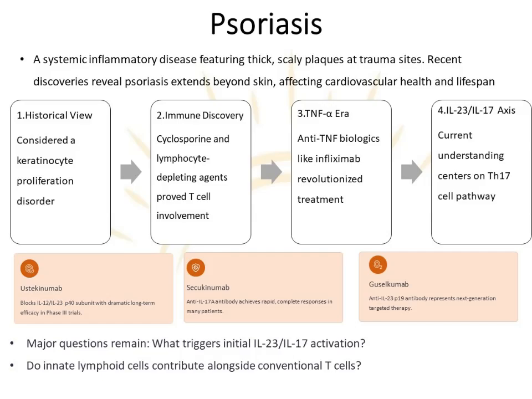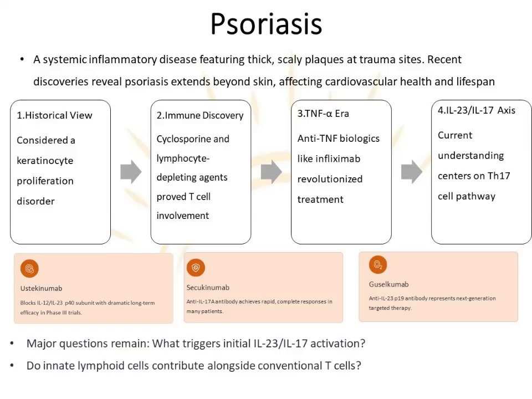Psoriasis. A chronic systemic inflammatory disease. Although it is commonly recognized as a skin disorder, recent research has shown that psoriasis affects much more than the skin. It is associated with increased risks of cardiovascular disease and can even reduce life expectancy. Historically, psoriasis was believed to be simply a disorder of excessive keratinocyte proliferation. However, this understanding changed when researchers discovered that the immune system, particularly T cells, plays a central role in the disease.